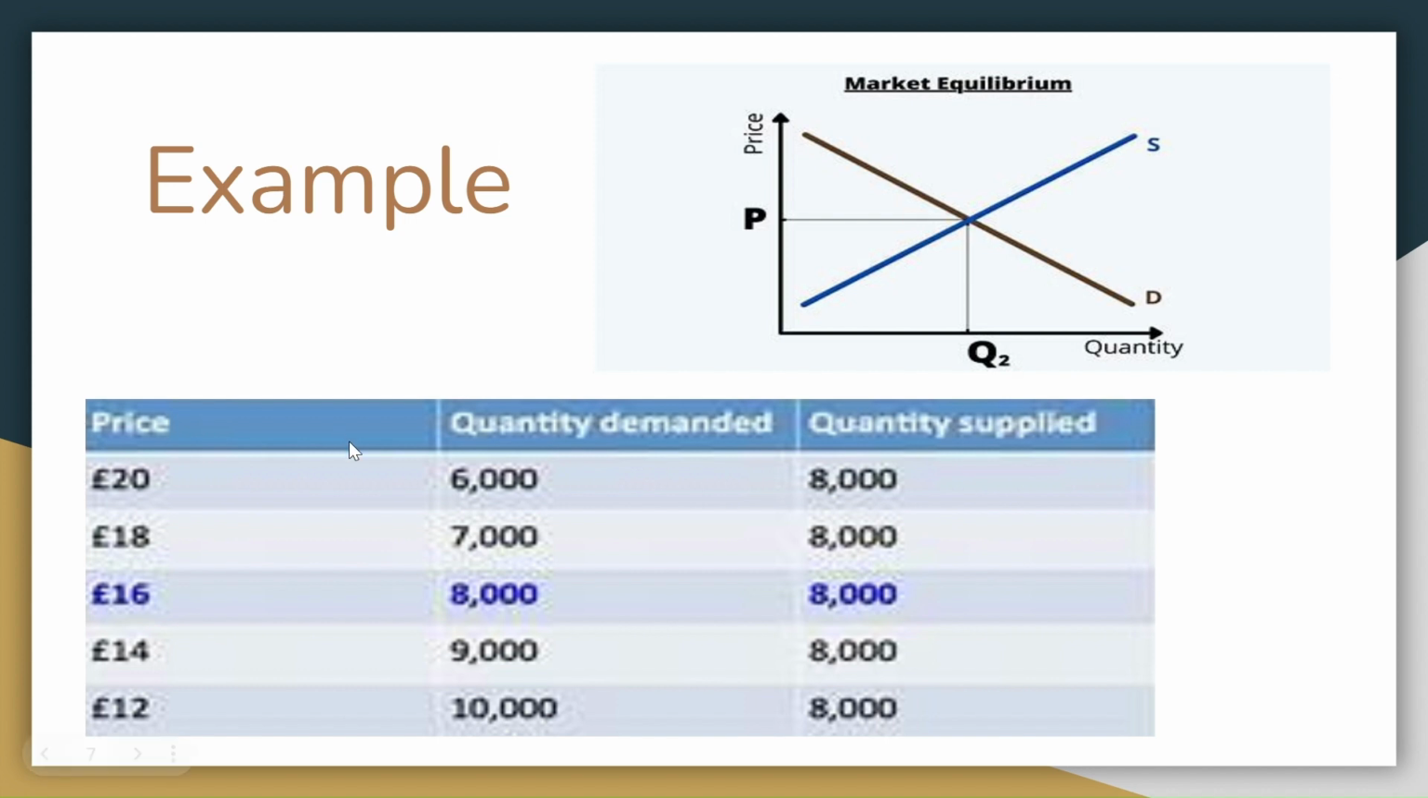And you can see that here with a price of 16 pounds. The quantity demanded is 8,000, and the quantity supplied is also 8,000. So at this point, there will be no desire to change the quantity supplied or demanded, because they are in a balance.